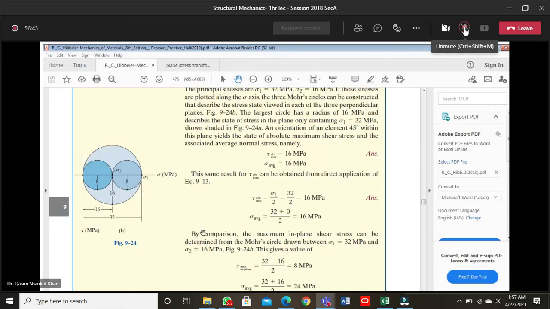Yes, sir. So if such a question comes in the exam, the best thing is you should draw the figure the way I have drawn, and then you just put the values. So you do not actually need to remember any formula.